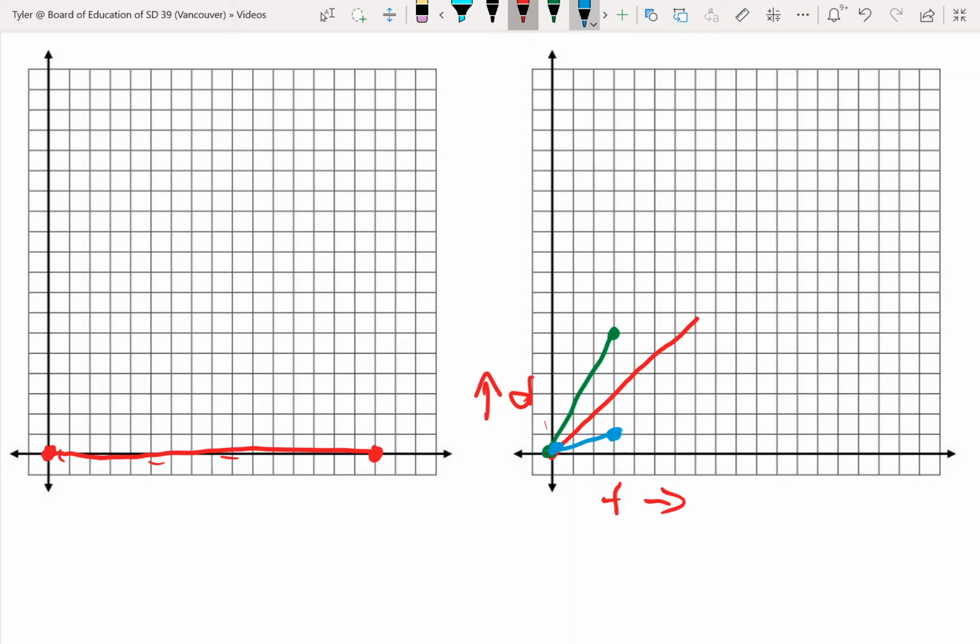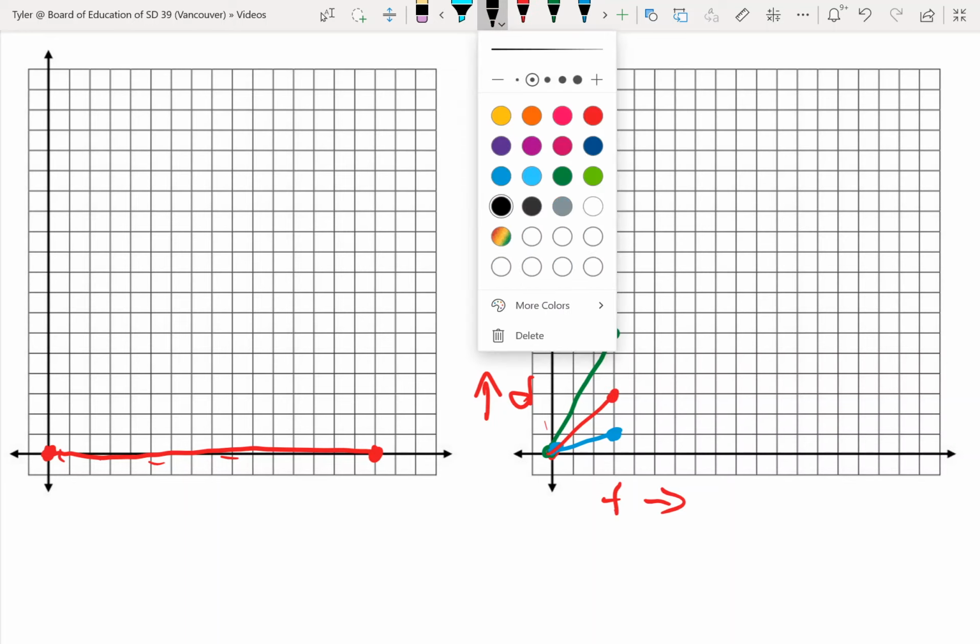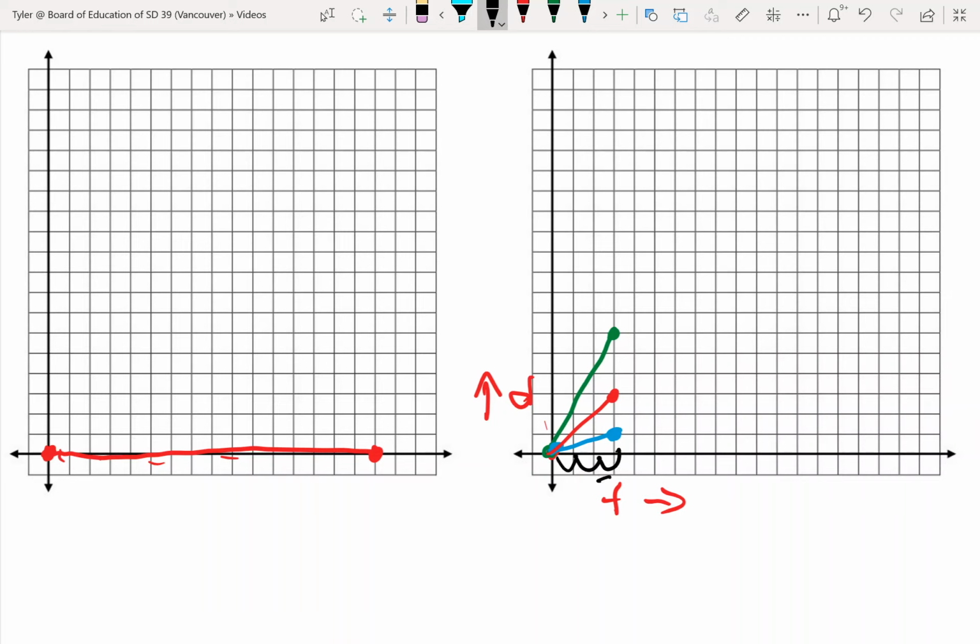Okay, so if we look at these 3 lines, and let's make the red one the same length so we can see what's going on. They all walked for the same amount of time. They all walked for 1, 2, 3 seconds. But what you'll notice is the amount of distance they traveled was different. The blue one went 1 meter per 3 seconds. The red one went 3 meters per 3 seconds. And then the green one went 6 meters per 3 seconds.